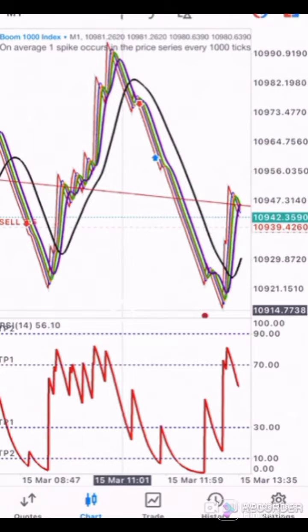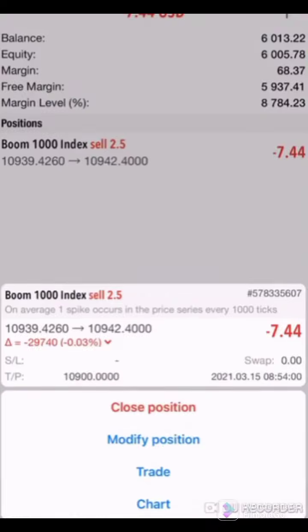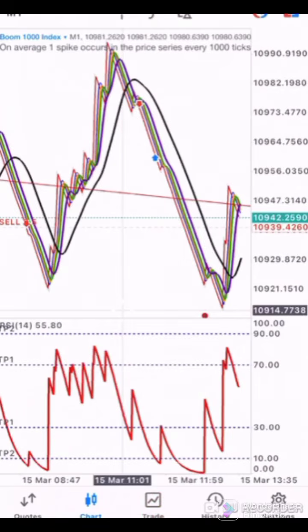Good. Okay, so let's go. From this point, you see the market started retracing. It was around minus some dollars before. So let me show you.